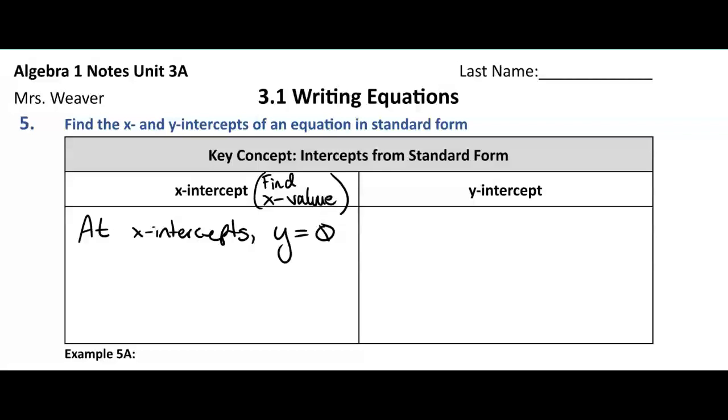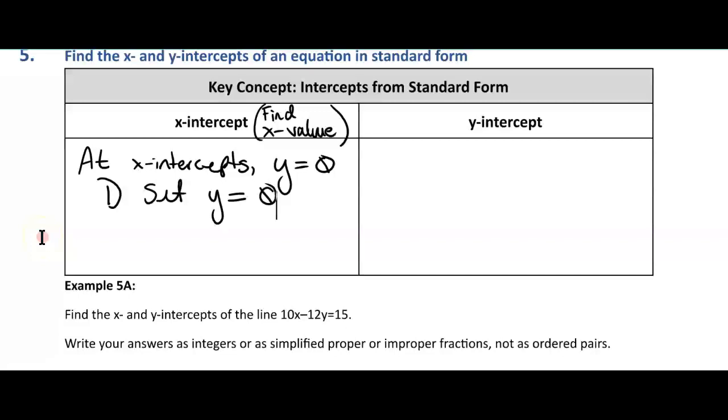We've discovered this. We've seen this as a pattern. All right, so at x-intercepts, y equals 0. So what does my process look like to find an x-intercept when I'm given an equation? First, I set y equal to 0, because that's the thing numerically, algebraically, that I know is always true for every x-intercept. Y always equals 0 for all of them.